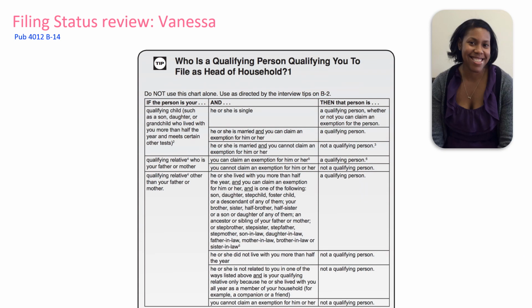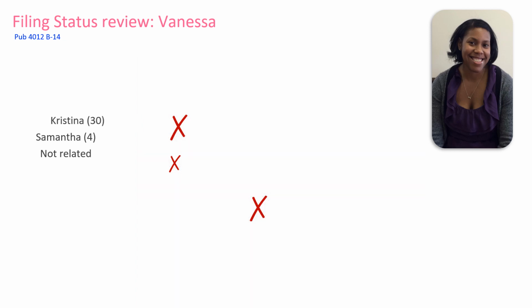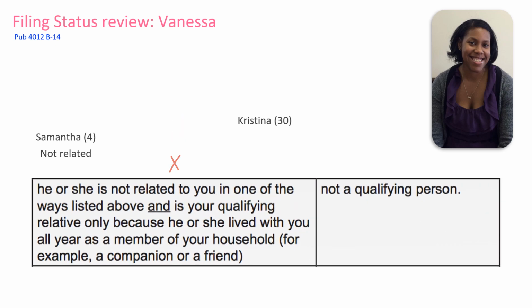Back to the qualifying person chart. We're considering Christina and Samantha, who are not related to Vanessa. Neither one of them is Vanessa's child or grandchild, or her parent. They are also not related to her. So we're looking at this question here. It says the person is not related to you in one of the ways listed and is your qualifying relative only because they lived in your home all year. We will talk about what a qualifying relative is later. Just know that this describes both Christina and Samantha, so neither one of them are a qualifying person for head of household.